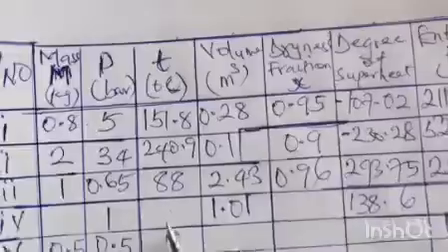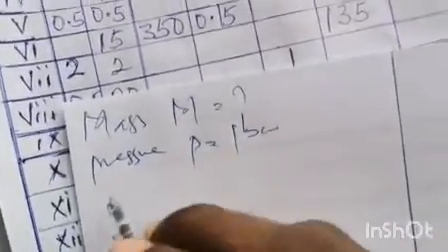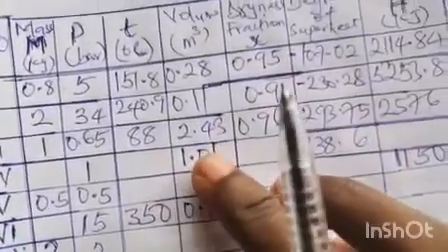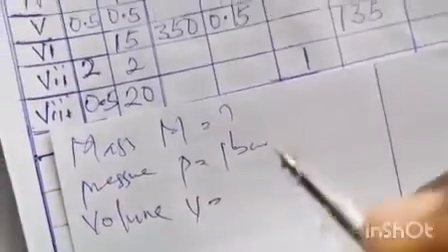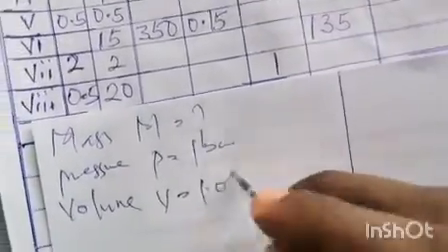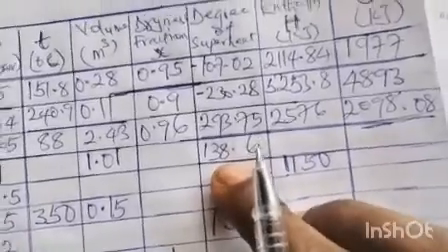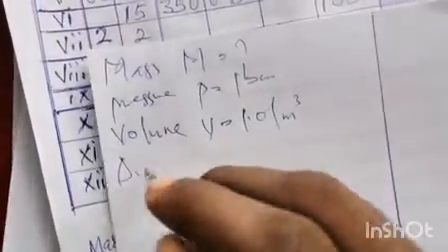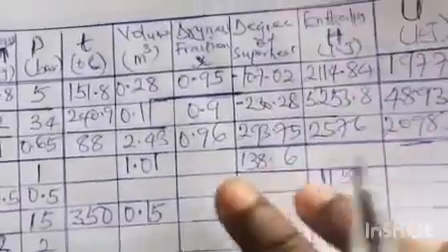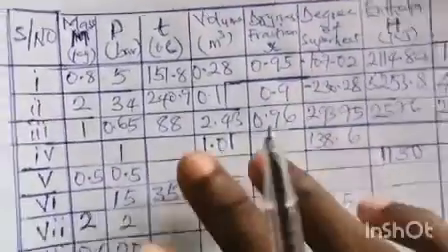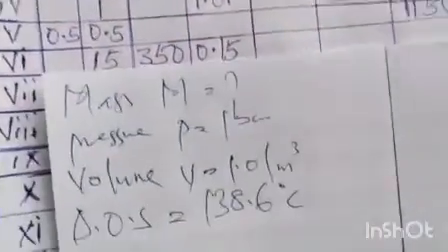We weren't given saturation temperature. Of course, we have to look for it. We are given volume. Total volume was given. Volume V is actually 1.01 meter cube. And we are given degree of superheat to be 138.6 degrees Celsius. Okay, that's all we have. So we have to find internal energy, enthalpy, dryness fraction, saturation temperature, and then mass.